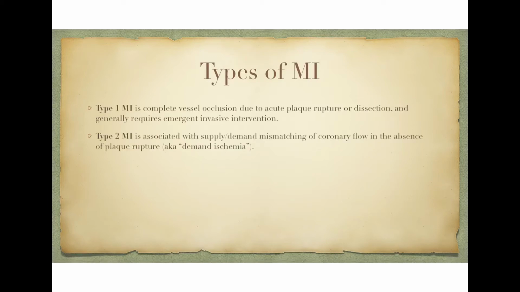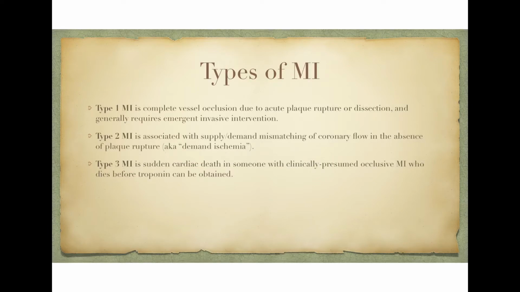Type 2 MI is something that we see often on the medical floors and in the ICUs. It occurs as a result of supply-demand mismatch when there's not an acute plaque rupture. So sometimes we talk about the phrase demand ischemia in this situation, and that could be due to any of the supply and demand problems that we discussed previously, with the exception of an acute plaque rupture event, which would be a type 1 MI.